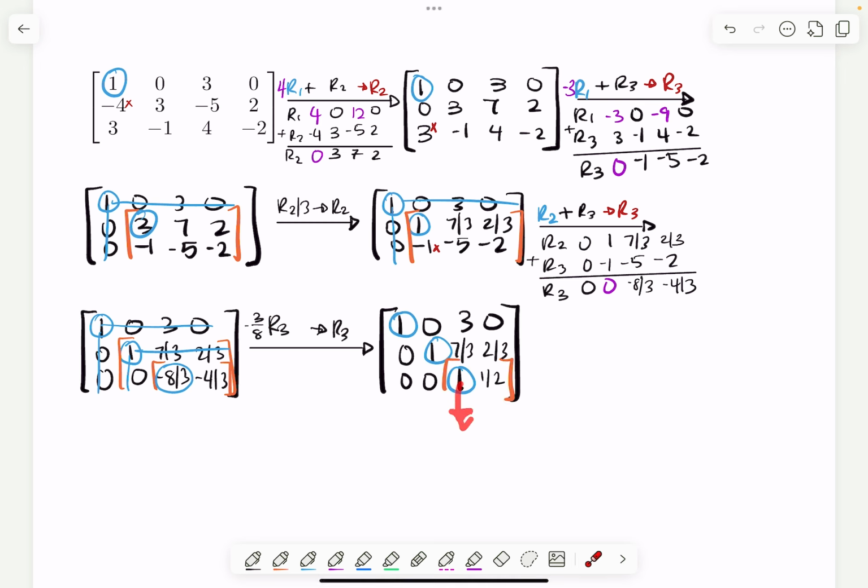Then your goal is to get everything below it to be 0, but there's nothing below it. Then you're done with that pivot, so you cross out row and column, and then you move on to the remaining submatrix, but there is no submatrix because you literally just crossed out everything. So you're done. Now you just work backwards.